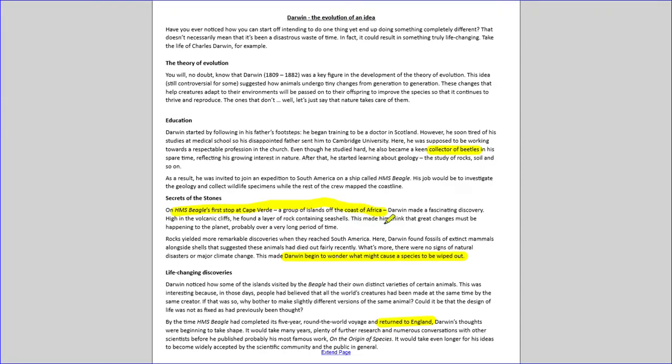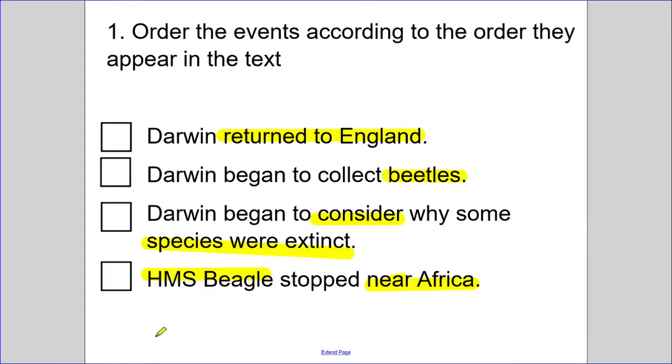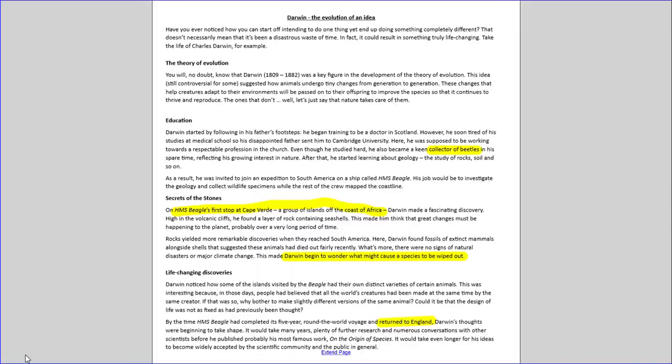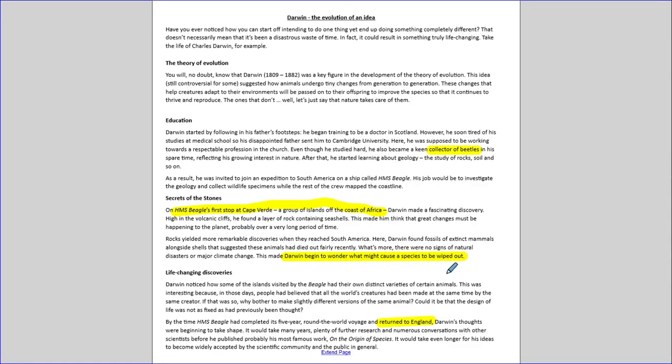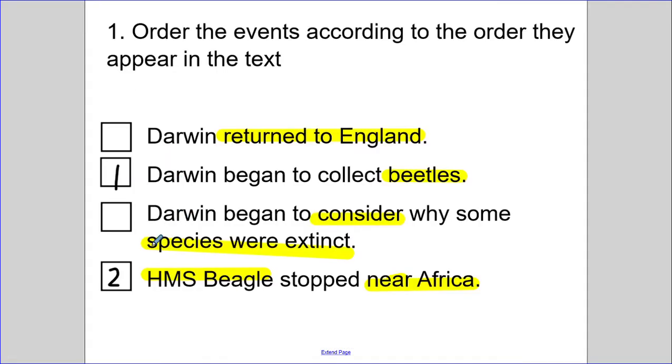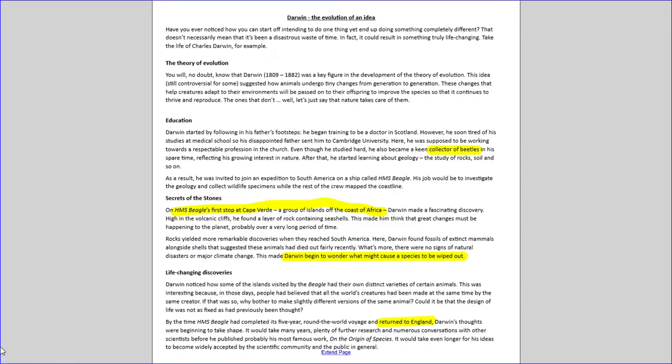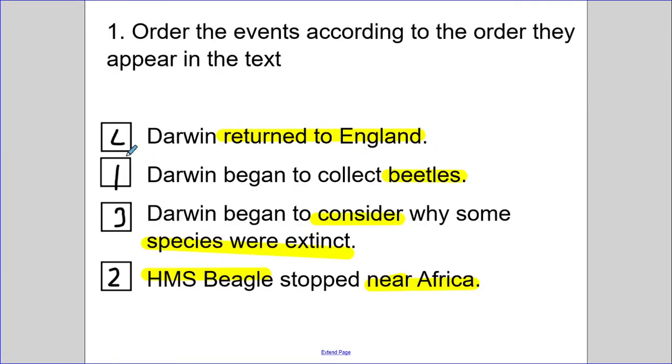So you can see here now I've got 4 different statements. It's really easy to see which one comes first. So collector of beetles comes first. Let's change this back into a pen. So this is going to be 1. Then after that it will be that the HMS Beagle stopped near Africa. So that will be 2. Then Darwin began to wonder what might cause a species to be wiped out. That would be 3. Which means Darwin returning to England must be 4. And there we have it. That's all there is to it.